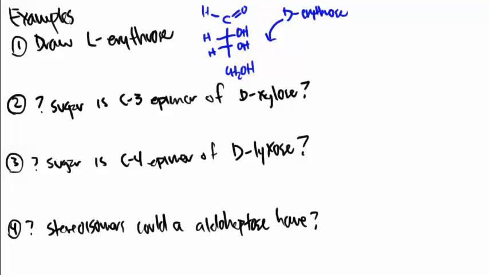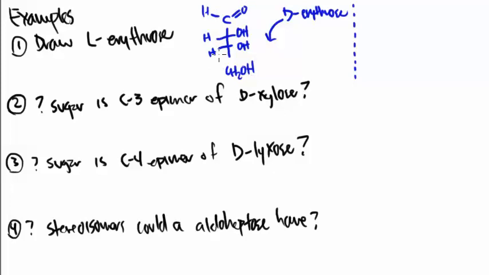Okay, so how do I draw the L version? Well, D and L, R and S, left hand, right hand, right? We said that you take a molecule, you do the mirror image of that molecule, and when you do the mirror image of it, you get the opposite version. When I do D and L, you've got to be very careful. I see people trip this up all the time. Basically, they're asking for the enantiomer of that structure.